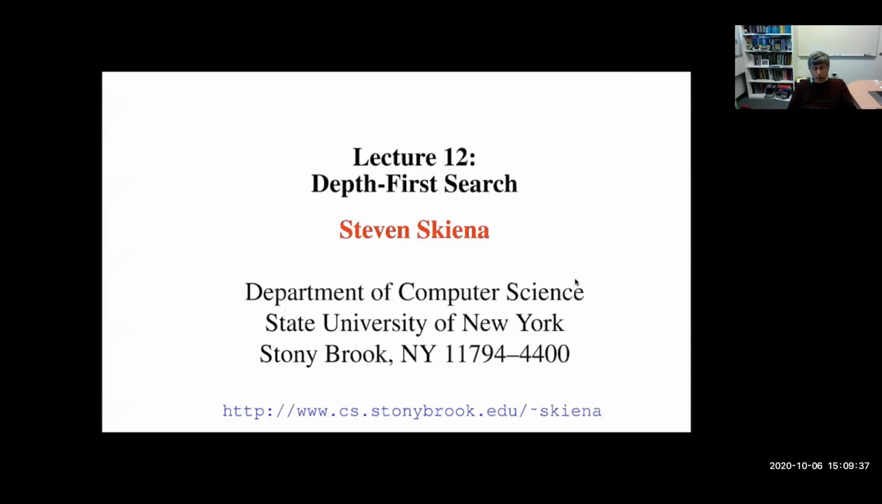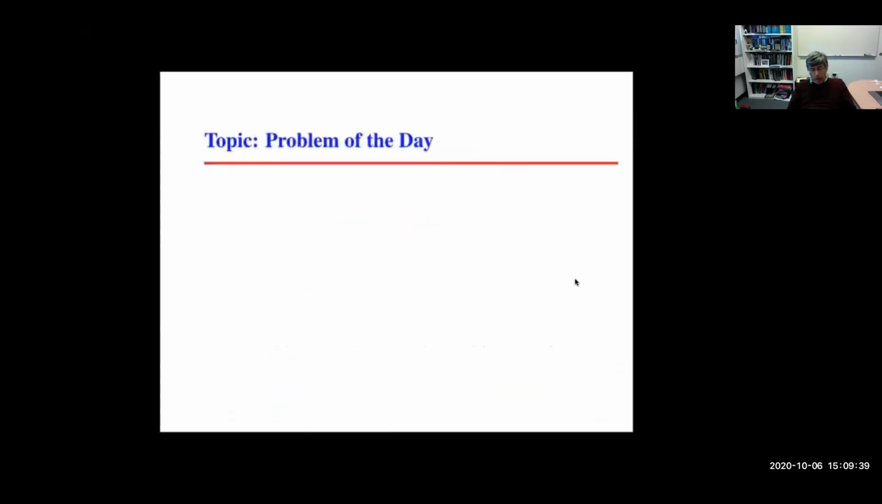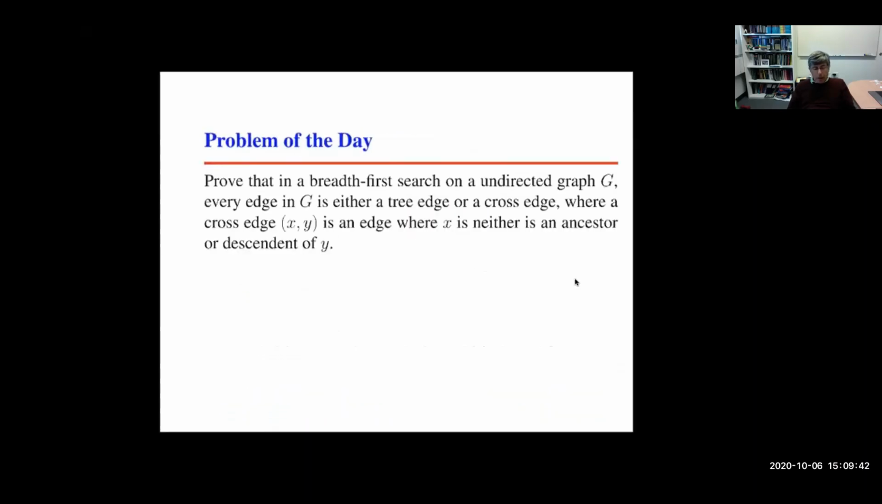Okay, what I'd like to now do is get to the problem of the day. Today we're going to go beyond breadth first search and go to other approaches. But first, the daily problem is about breadth first search. What is the question? It says that we are doing a breadth first search. What do we know about every edge in the graph? The claim is that if we did a breadth first search on an undirected graph, every edge is either a tree edge or a cross edge, and let's see what that means.